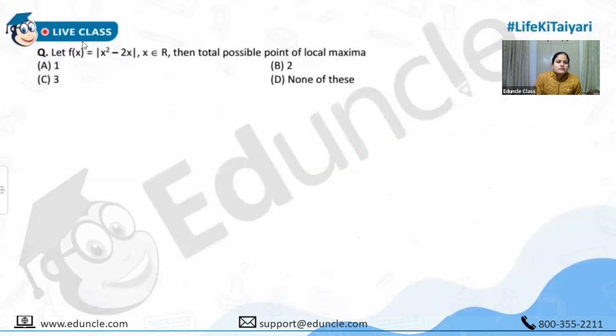Let's take another question. We have this question. f of x is mod of x square minus twice x. That question was also left over from there.